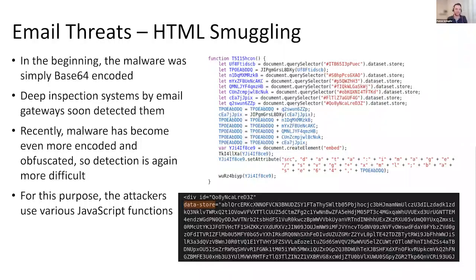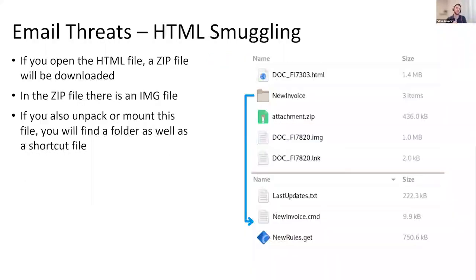But what happens if you open it? If you open the HTML document, a download is triggered. So you're actually downloading a file from an opened local HTML file. And in this specific case, you download a zip file. The zip file can then be extracted, and within the zip file is another archive file. In this case, it was an IMG file. This is an image file, and can also be similar to an ISO file.